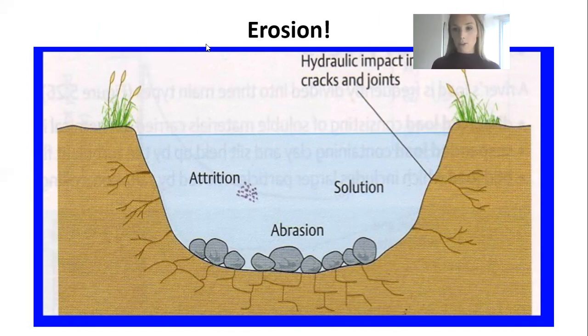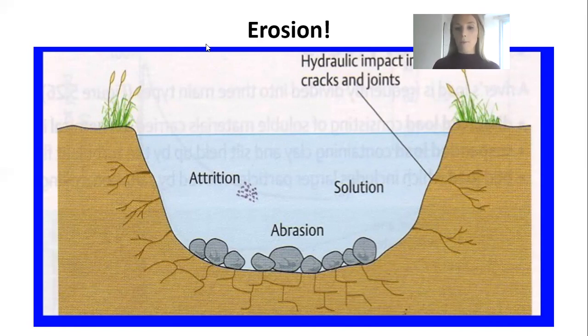We have hydraulic action, which is where the water compresses air within cracks, causing the cracks to widen, weakening the side of a river or a cliff face if it was at the coast. Attrition is where the load entrained within the water's flow collide and become smaller. So if two rocks collided, fragments will chip away and it becomes smaller.